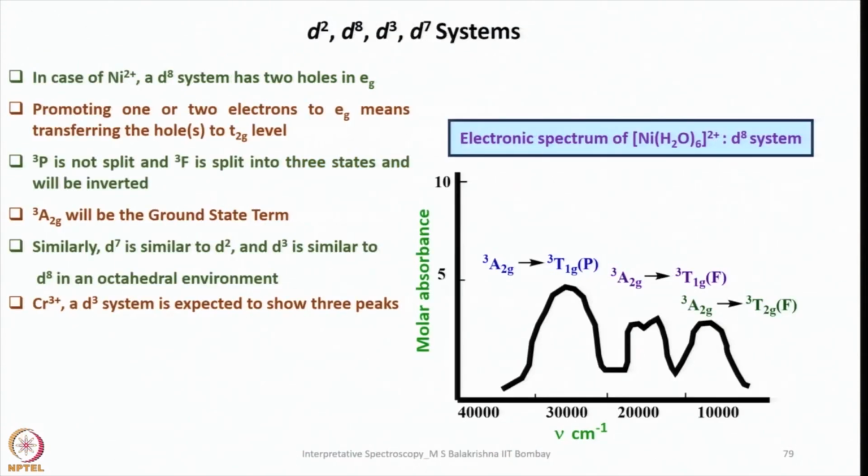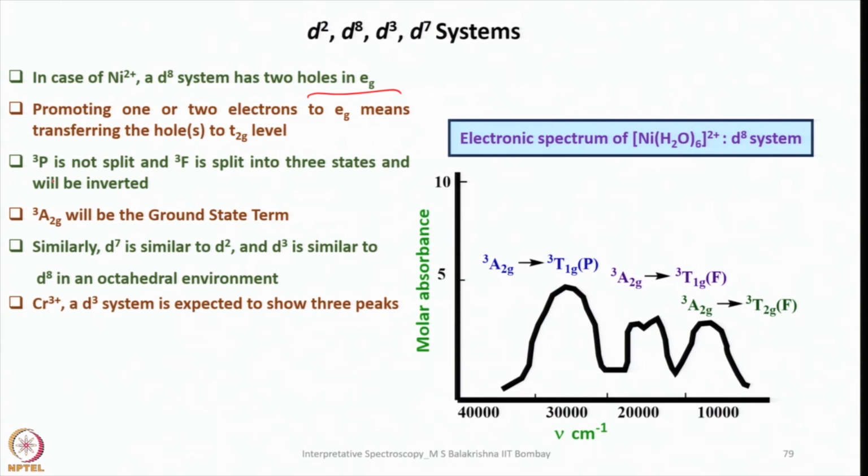Okay. So the way we combine d1, d4, d6, d9, is it possible to combine d2, d8, d3, d7 because of the similarities? In case of nickel 2+, a d8 system has 2 holes in eg, the way we had 1 hole in case of d9 and 1 electron in d1. Here in case of d2 and d8, if you consider d2 we have 2 electrons, whereas in case of the d8 system we have 2 holes in eg. Promoting 1 or 2 electrons to eg means transferring the holes from eg to the t2g level. So here 3P is not split, because if you recall, all T states of p orbitals are triplet degenerate.